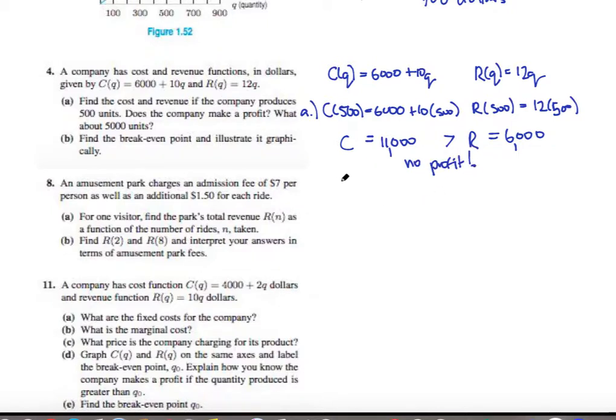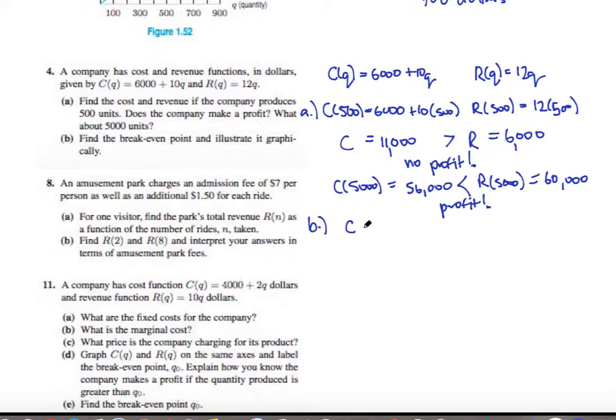If they make 5,000 units, we need to make this comparison again. So C of 5,000, if I go ahead and plug 5,000 in here, it's going to be 5,000 times 10, which is 50,000. So this is 56,000 as my cost. And my revenue for producing and selling 5,000 units is going to be 5,000 times 12, which is 60,000. So at this point, revenue is greater than cost. So I'm making a profit of about $4,000.